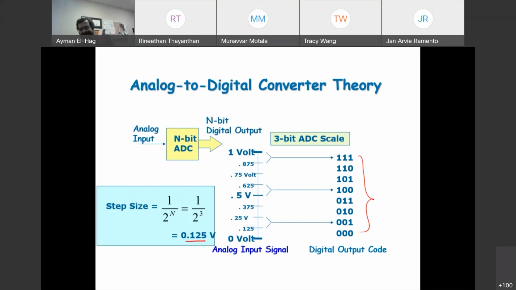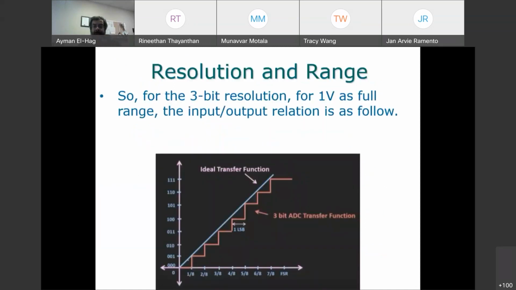Now, none of the existing cards use 1 bit or 3 bit. That is very, very old, but this is just for the sake of the demonstration. So let's understand this as well. So this is my signal. My signal goes from 0 to 1 volt.